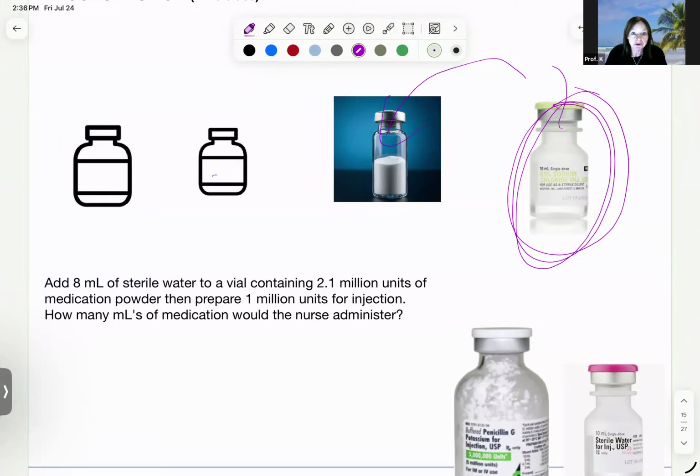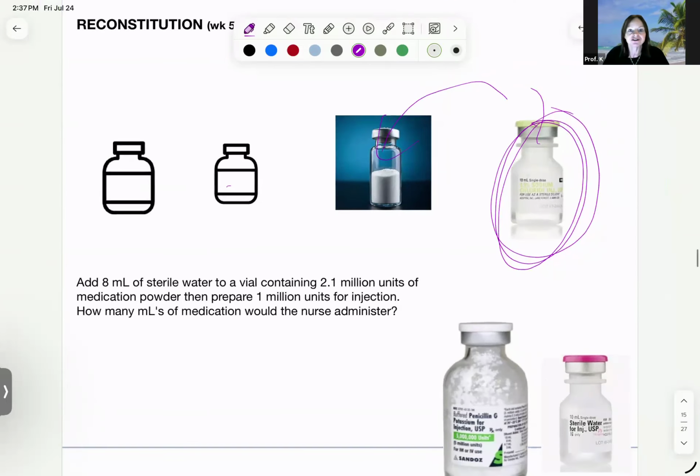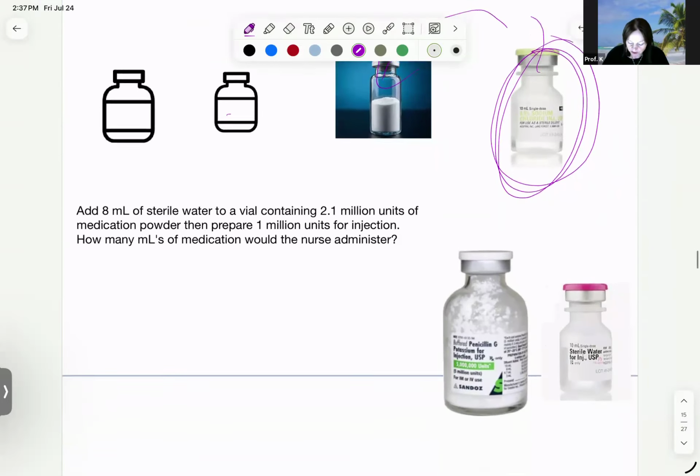Because we can't give powder into the vein. Do you all agree? If I put an IV in your arm, which goes into your vein, I can't pour powder in it to give you medicine. I have to dilute it, and that's reconstitution. So this is called reconstitution because we make it on the floors. We dilute this on the floors. We reconstitute it on the floors. So you just need to understand the process of how to do that.